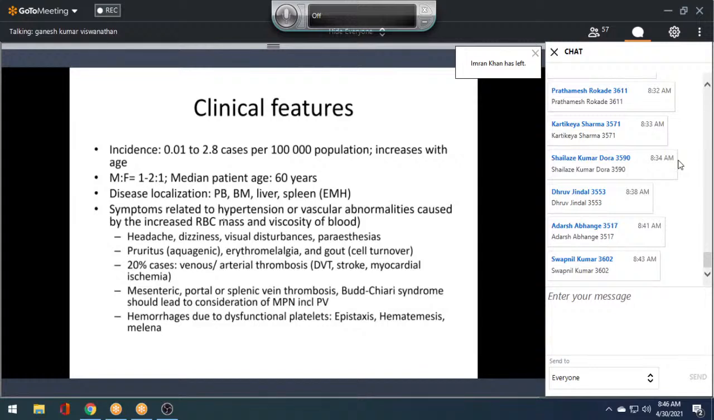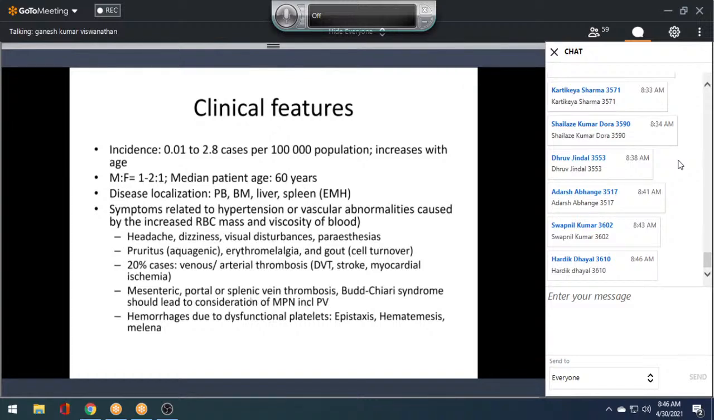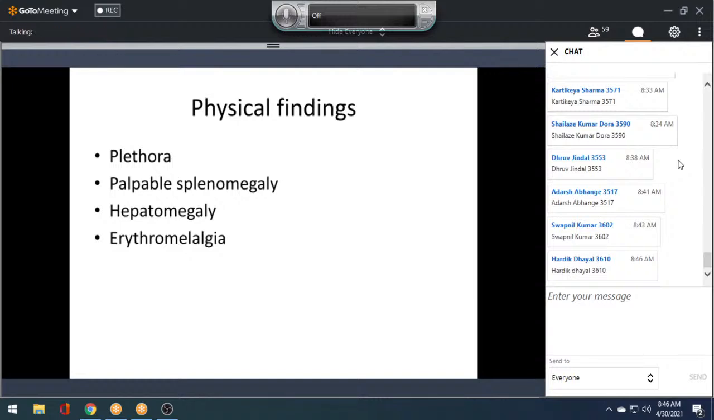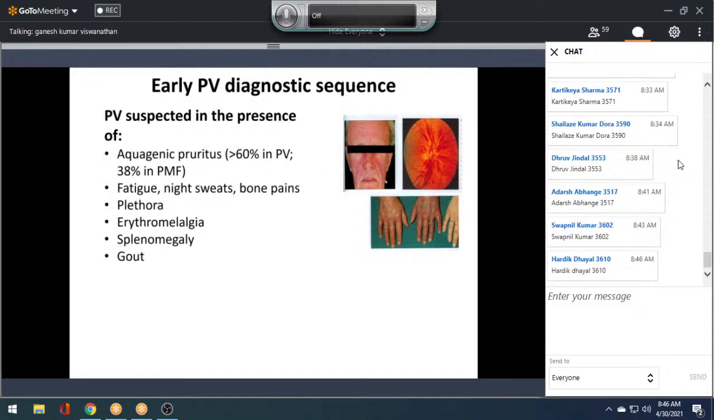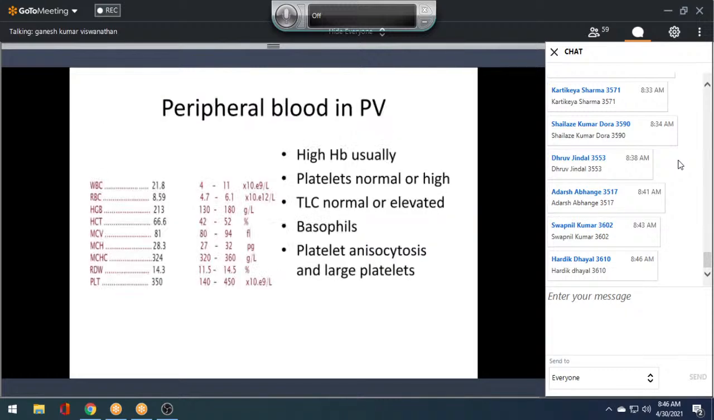The symptoms are mainly due to the associated increased blood cells. Because of this, there is hypertension and vascular abnormalities, which lead to headache, dizziness, pruritus, etc. There are a lot of cells in the peripheral blood, so they go and clog the blood vessels. This results in thrombosis of the mesenteric vein, thrombosis of the portal vein, etc. Physical findings: there is organomegaly, erythromelalgia and plethora. You can see the face with a ruddy complexion. There are plethoric facies. There can be hemorrhages. This is a retinal hemorrhage, and you can see the peripheral blood has increased coloration. So there can be pruritus, erythromelalgia, splenomegaly, and gout because there is increased turnover.